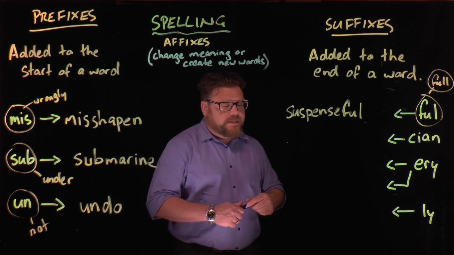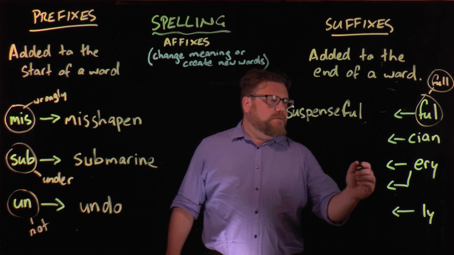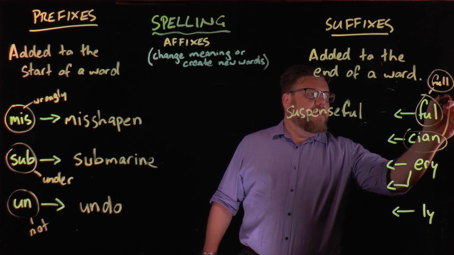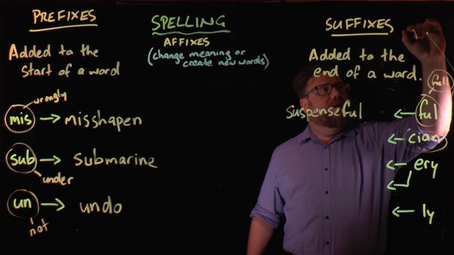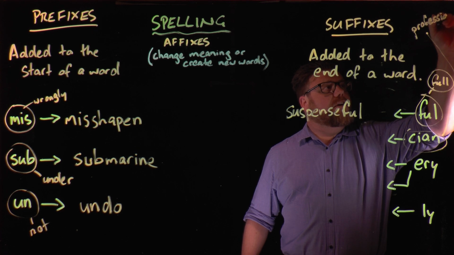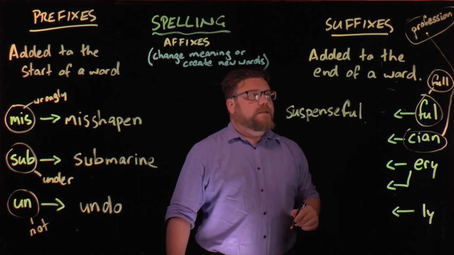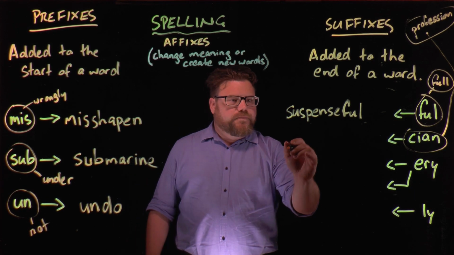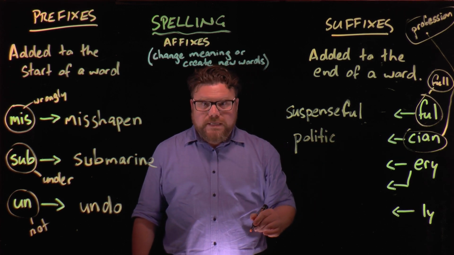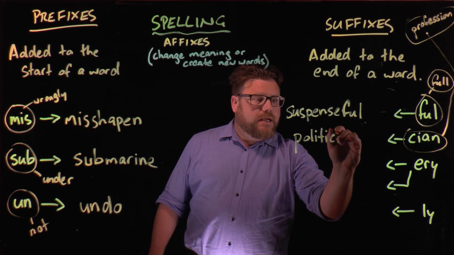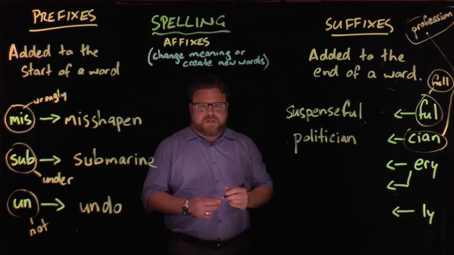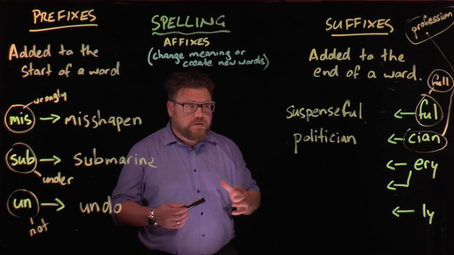Spelling can be a difficult task. Another suffix is this one, C-I-A-N. And we use this one when we're indicating that we're talking about a profession that someone does in their life. For example, the word politic, as in politics. If we have the C-I-A-N on the end of that, politics becomes politician, someone whose profession is to be a politician working in politics.